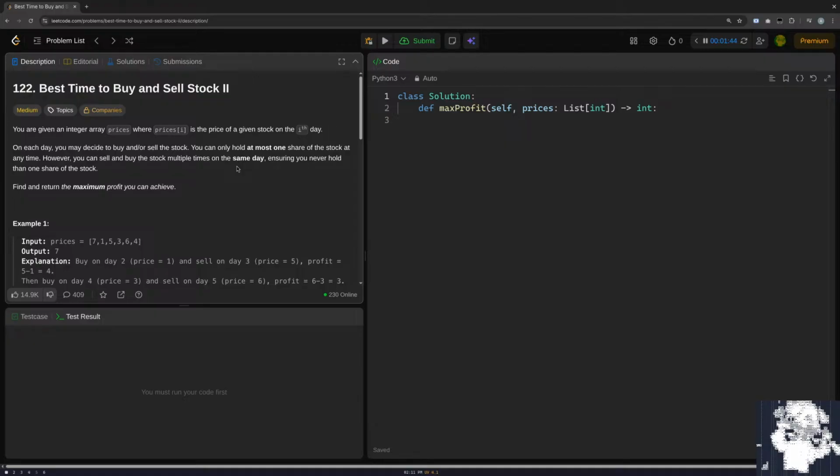So, okay, so similar to last problem, but instead of 1 transaction total, it's as many transactions as you want. So the way we solved the last question is not going to apply. So how else can we do it?